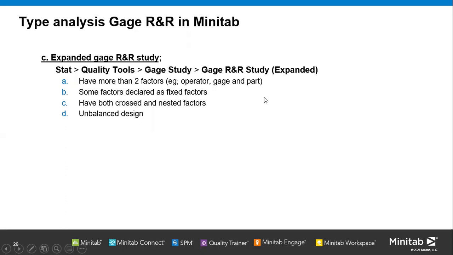Maybe you have another thing, something like length. You measure the length from point A to point B only, maybe point B to point C. So it's something like location. You add another factor here, so maybe you can go for expanded. So where can you find all of this in Minitab?